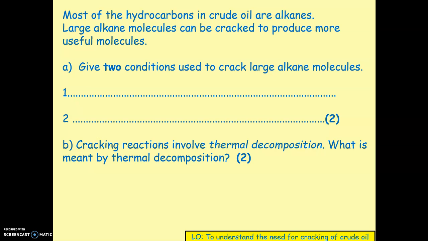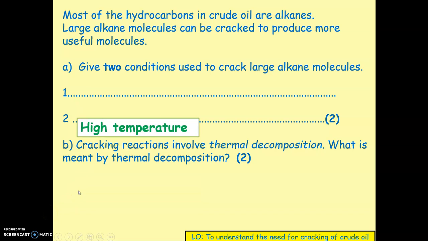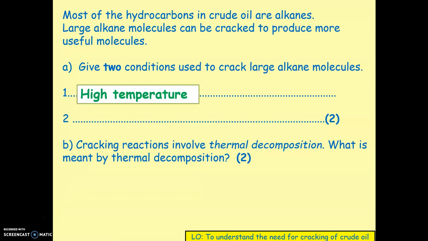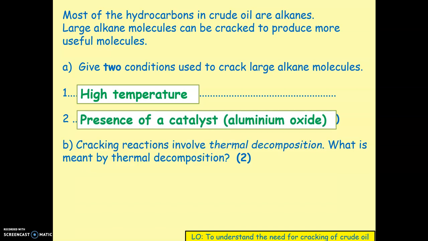So, this question just asks, most of the hydrocarbons are alkanes, of course. Large alkane molecules can be cracked to produce more useful products, as we've just gone through that. So, give 2 conditions used to crack large alkane molecules, any 2, guys. So, 1 would be the high temperature of either 800 degrees Celsius or 550 degrees Celsius. High temperature would be fine. And the second one, as already mentioned in catalytic cracking, would be the presence of a catalyst such as aluminium oxide. Okay, guys, give yourself a mark out of 2 for that.